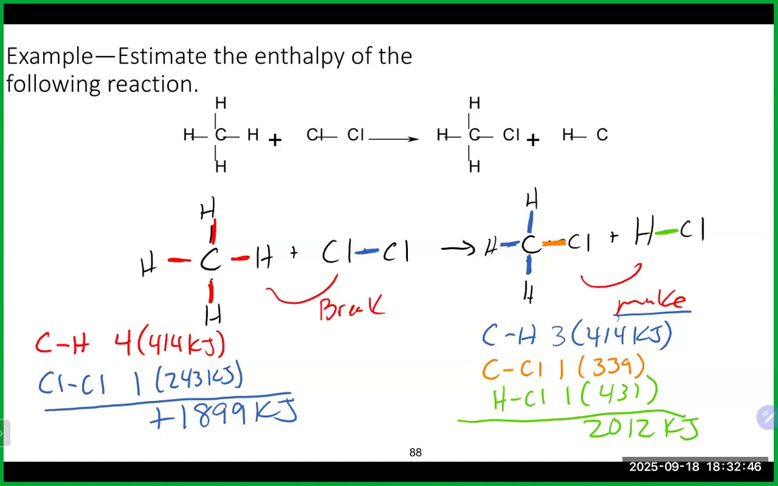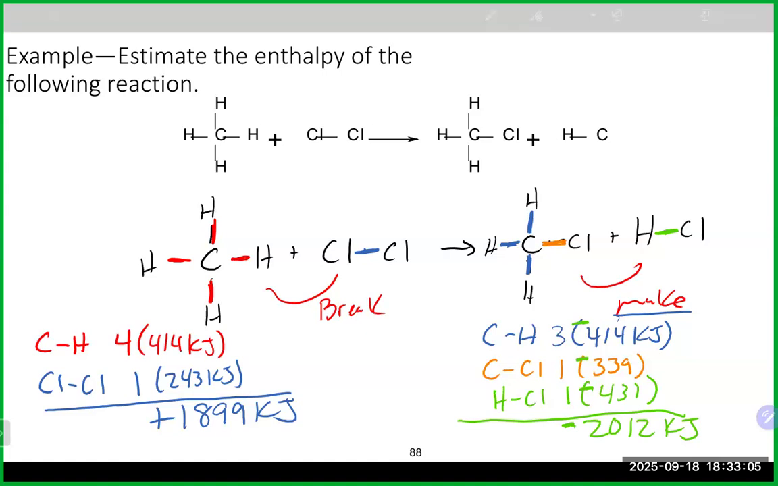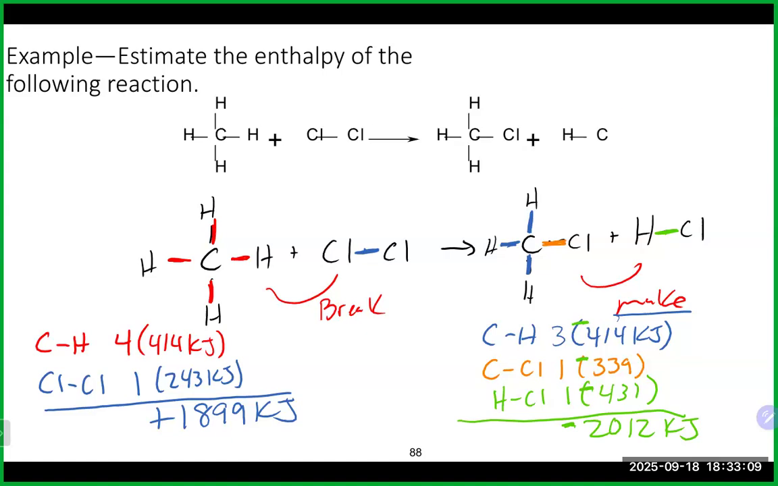Now remember, making is exothermic, which means technically speaking every one of these numbers is negative, so that would give us a negative 2012 amount of energy that has to be released to allow those bonds to come together. So now that I know how much energy was required to break all those bonds, and how much energy was required to make all those bonds, what is left is basically to calculate our delta H of this reaction. We're basically just going to add those numbers together.